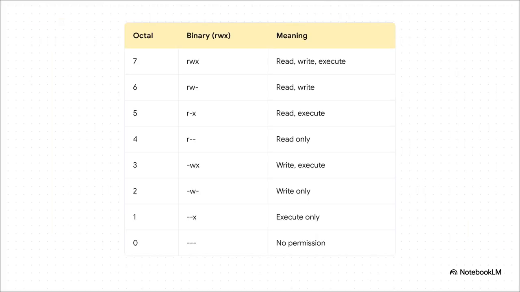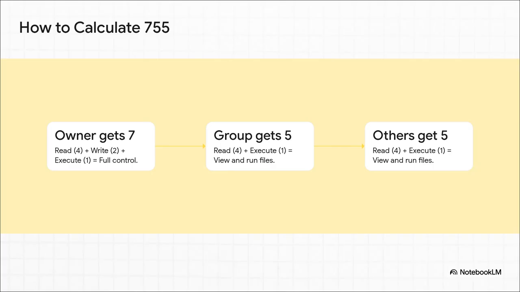Now, the really clever thing about this whole numeric system is how simple it is once you see the pattern. It's just addition. Read is worth 4, write is worth 2, and execute is worth 1. You just add them up. So if you want someone to be able to read and execute a file, that's 4 plus 1, which is 5. Want them to have full control, read, write, and execute? That's 4 plus 2 plus 1, which gets you a 7. This simple math makes a super common permission set, 755, really easy to figure out.